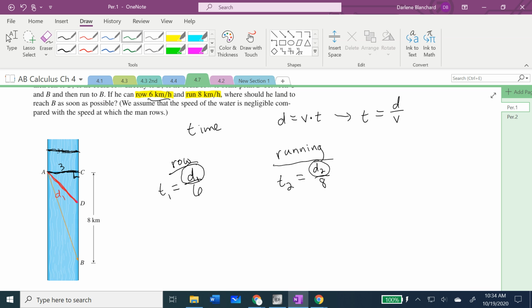Additionally, I need a formula for this distance. And I do know the distance 8 between C and B. Do you see a good place to throw a variable? A variable that we can use in a formula for distance 1 and in a formula for distance 2.